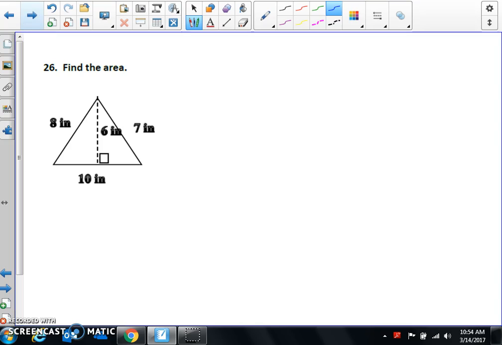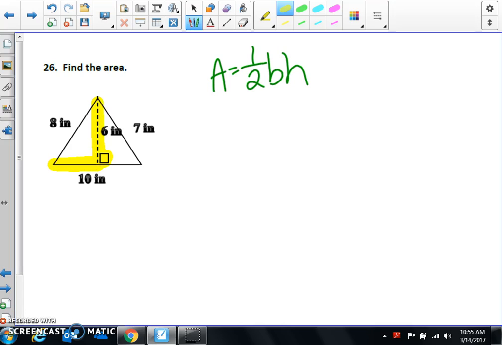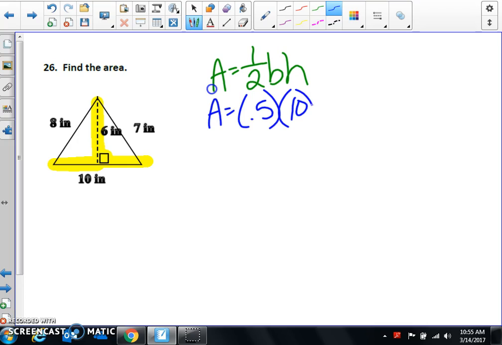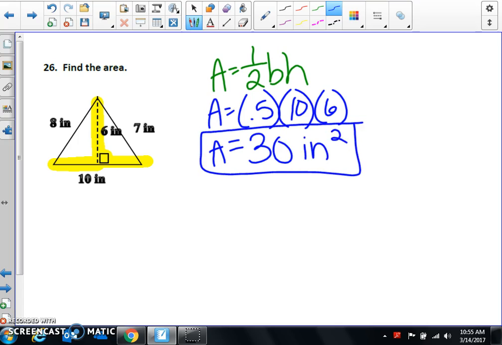Find the area. I find the formula for the area of a triangle, and that's area equals half base times height. Just like before, we find the right angle, and everything touching the right angle is the base and the height. So we turn 1/2 into 0.5, and then my base is 10, and my height is 6. I put that into my calculator, and I should get 30 inches squared.